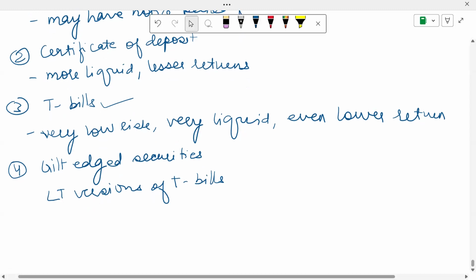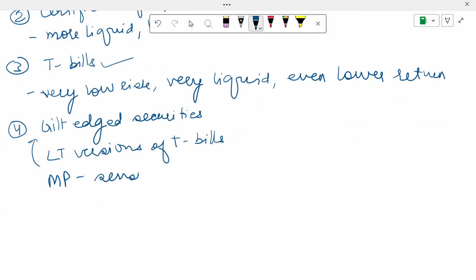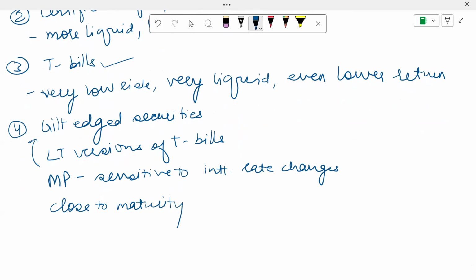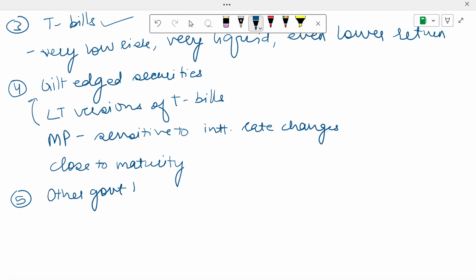Now, these are not recommended if you want to invest short-term surplus because the market price of these securities is very sensitive to interest rate changes. Any business should only invest in gilt-edged securities in the short term if they are close to maturity. So if these gilt-edged securities are close to maturity, that means not a lot of change can happen to the market value. Only then you invest in gilt-edged securities. Then you can also invest in other government bonds.